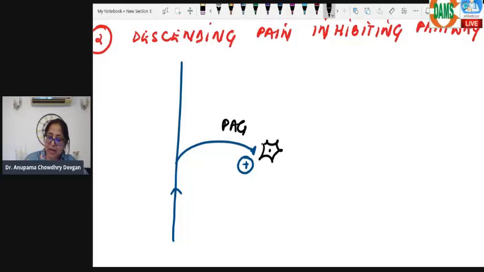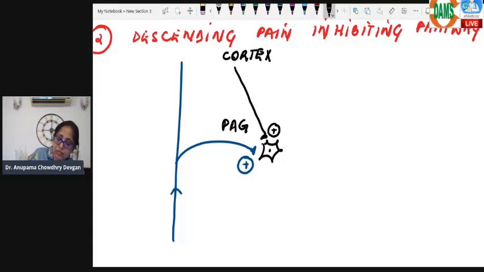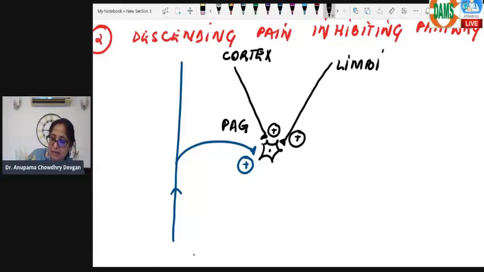Now, periaqueductal gray neurons, remember I told you what is periaqueductal gray? This is the gray matter around the aqueduct of Sylvius. This periaqueductal gray neuron also receives excitatory impulses from the cortex. It also receives excitatory impulses from the limbic system. You know that emotions and pain perception have a very close association, isn't it?